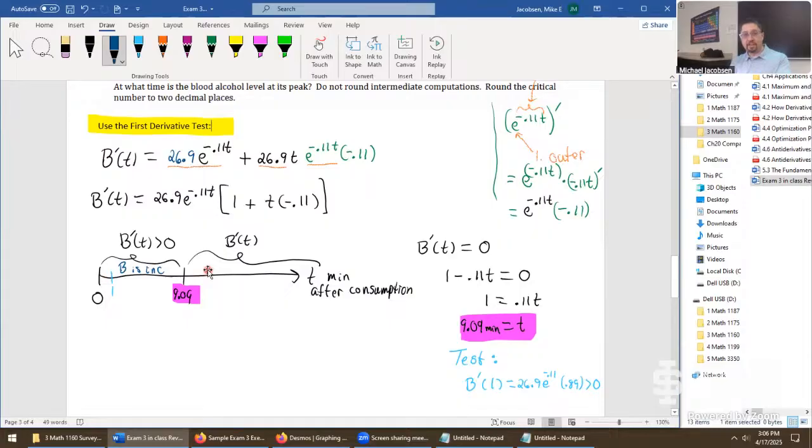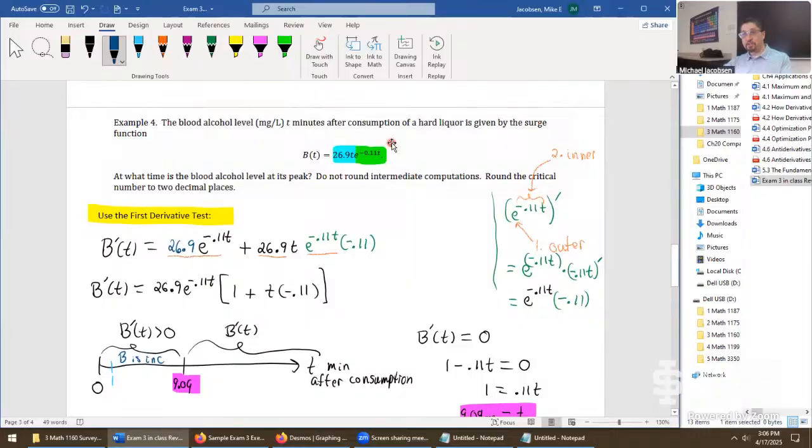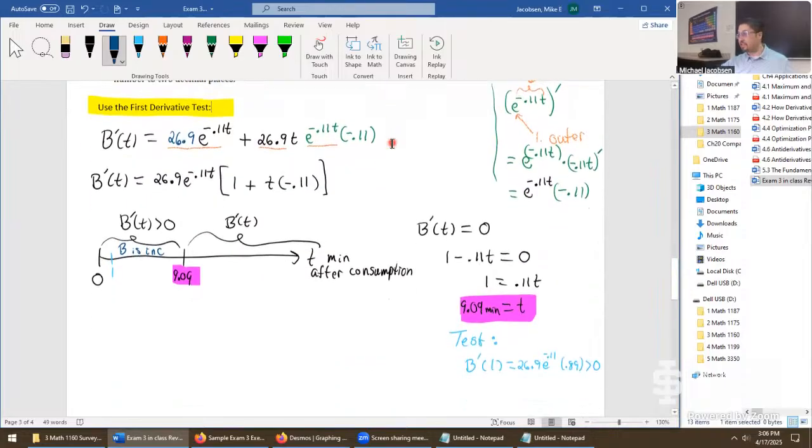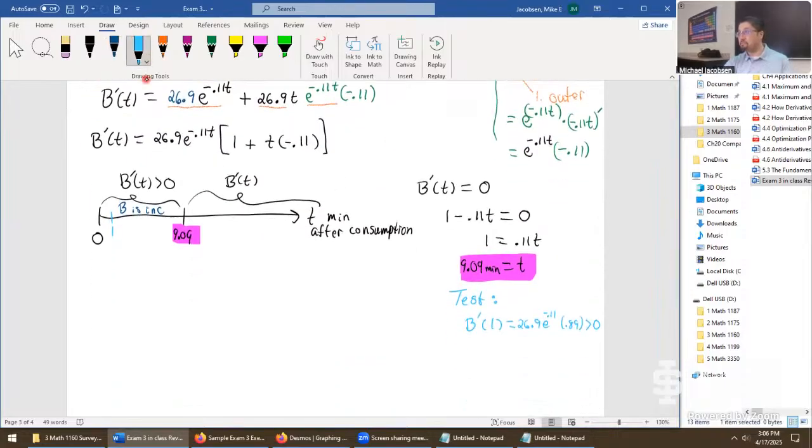We need to now show blood alcohol is decreasing. And we know from intuition, yeah, after a certain point, it will decrease. But what we're checking is, one, that it really decreases after 9.09, and two, that the model made sense in the first place, that this model even has a maximum in the very first place. We don't necessarily know that until we check. So the first derivative test resolves all those problems immediately.